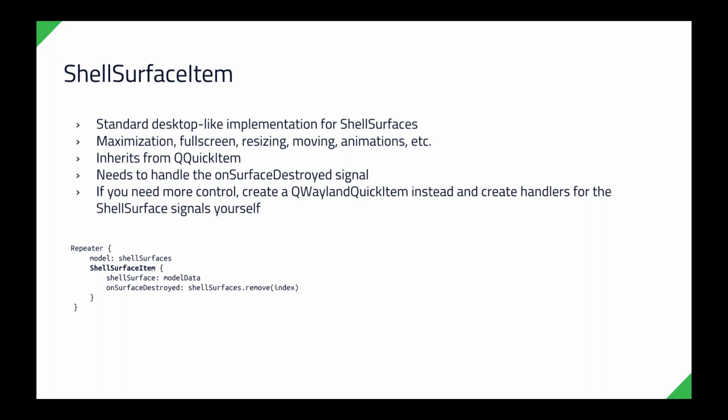And it inherits from QtQuick Item, which means it behaves like a regular QML item. You can anchor it, you can transform it, you can animate it, and it needs to handle the onSurfaceDestroyed signal. So this is what happens when the client decides that the shell surface should be destroyed. Then you need to actually destroy the shell surface item itself, or you can animate it and then destroy it. That's why it's explicit.